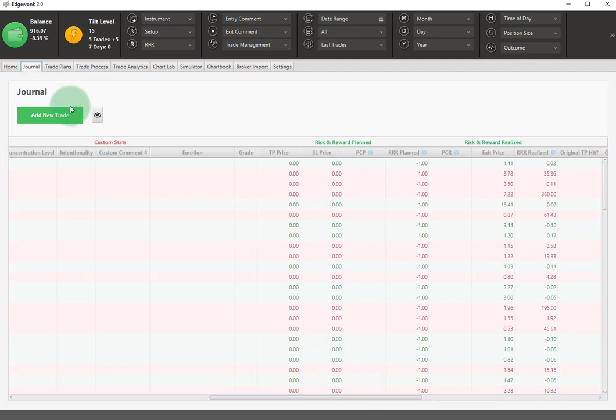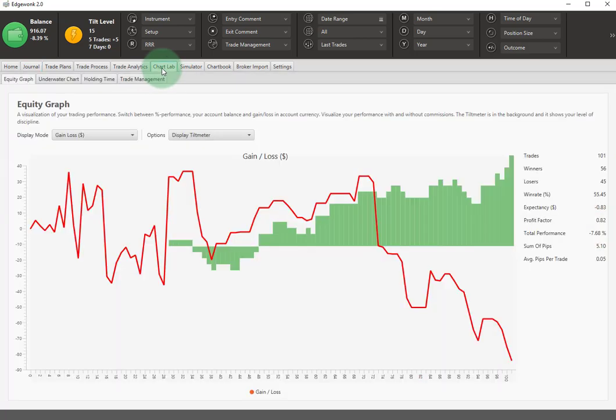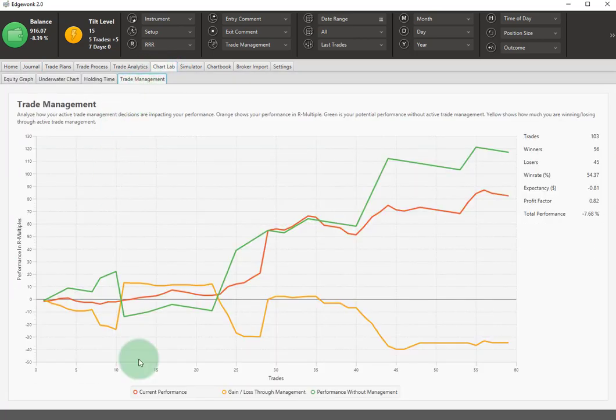The reason is that when you go to the chart lab and the trade management, those graphs are not really representing your real trading data because they are based on the zero value. So you really need to make sure to have actual take profit and stop loss values if you want to analyze your trade management, for example.